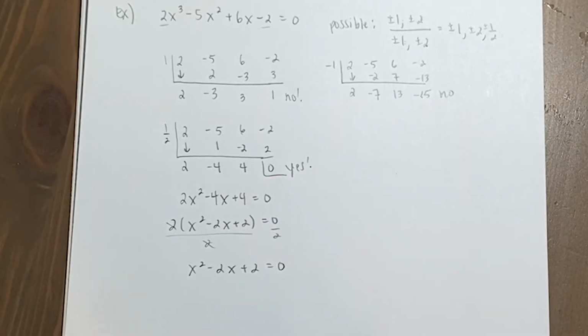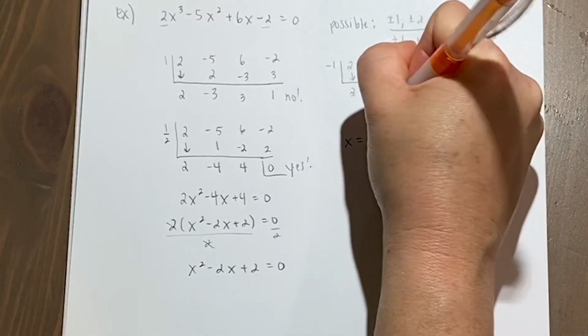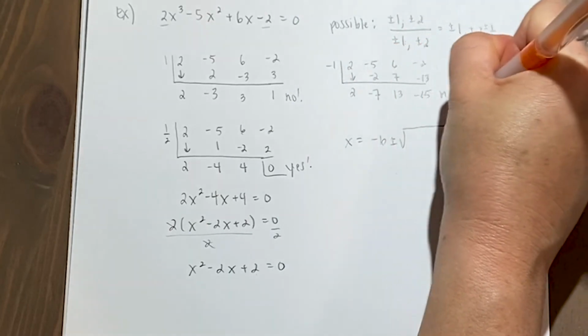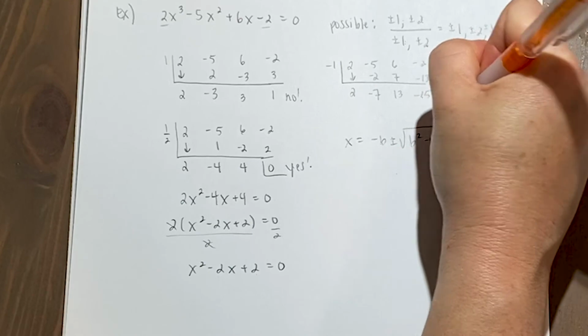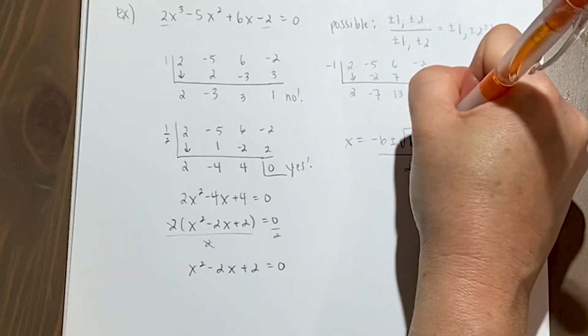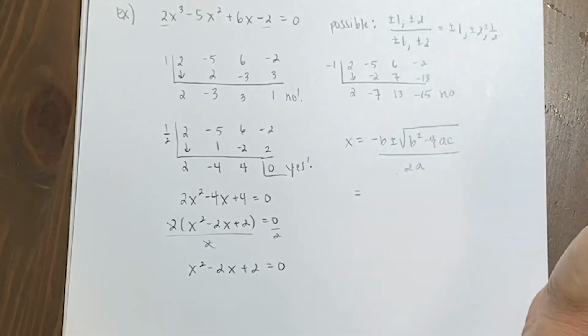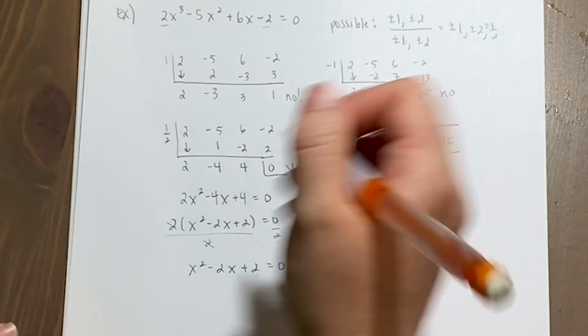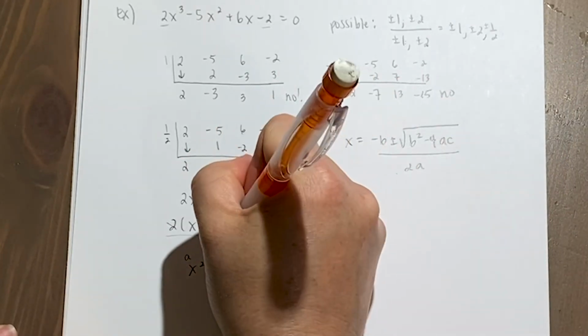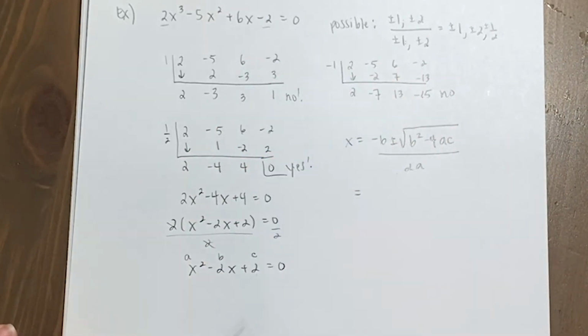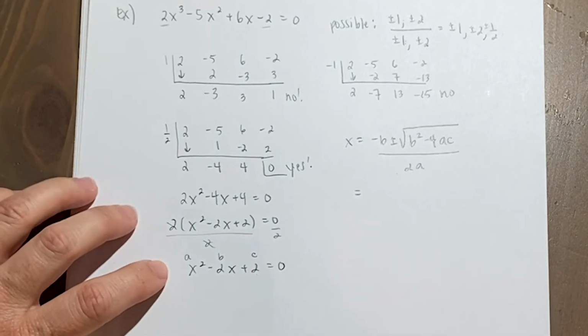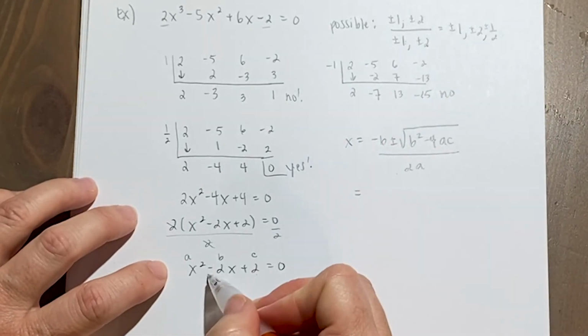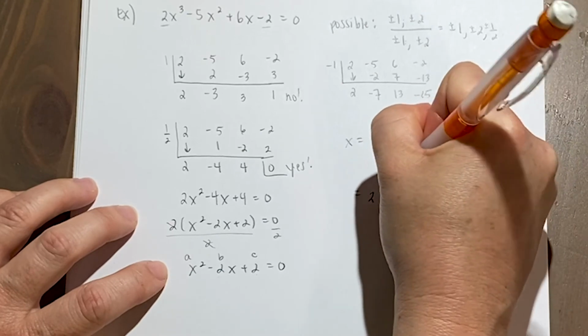You could try to factor this, but there's not a factor pair of positive 2 that adds up to negative 2, so we're going to have to use the quadratic formula. x equals negative b plus or minus the square root of b squared minus 4ac, all over 2a. Good review of the quadratic formula for you. Our leading coefficient is our a value, this is our b value, and there's our c value. So we've got the opposite of b, negative 2, and the opposite of that is positive 2.